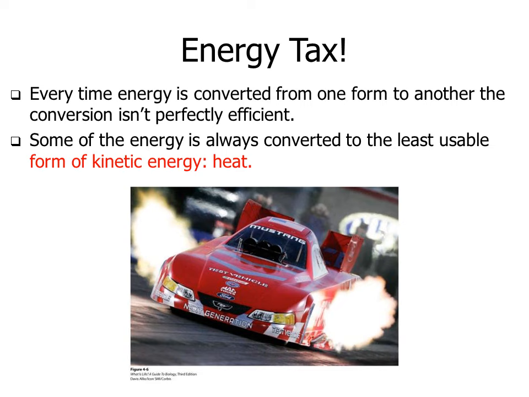Whether it's a person converting the chemical energy in a plate of spaghetti into the kinetic energy of running a marathon, or a car transforming the chemical energy of gasoline into the kinetic energy of forward motion, some energy is converted to heat, which is the least usable form of kinetic energy. For example, in automobiles, about 3/4 of the energy in gasoline is completely lost as heat. So you could think of it, for every $10 spent on gas, only about $2.50 actually goes towards moving your car.